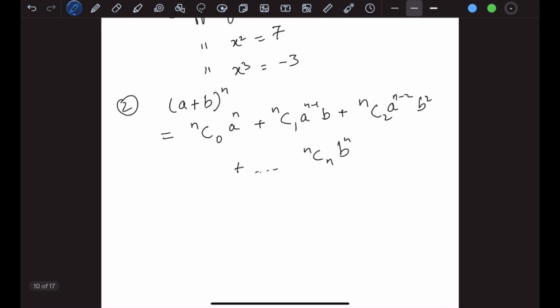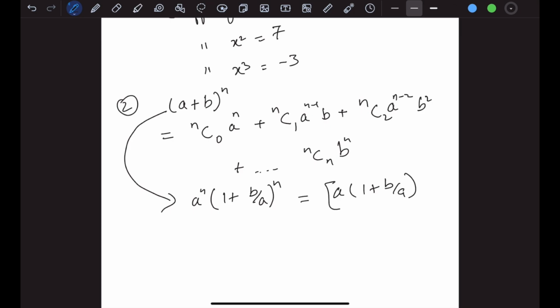We can simplify this. This (a plus b) to the power n, we can write it as, we can take a out and it will become a to the power n into (1 plus b by a) to the power n. We can see that both are same terms. If you bring a inside, it will become a into (1 plus b by a) to the power n, which is a into 1 is a, plus a into b by a is b, to the power n.